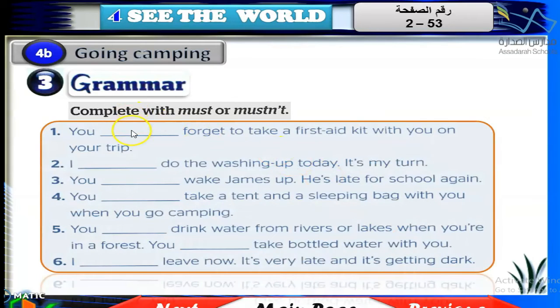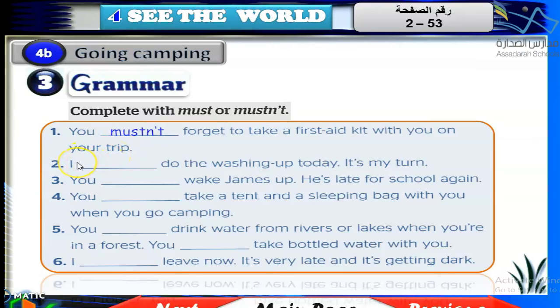Let's complete the sentences from 1 to 6 with must or mustn't. As I told you, must means you are obliged to do something, and mustn't means you are obliged not to do something. Let's start with the first sentence. You blank forget to take a first aid kit with you on your trip. You mustn't forget to take a first aid kit with you on your trip.